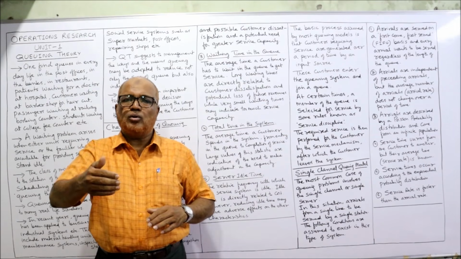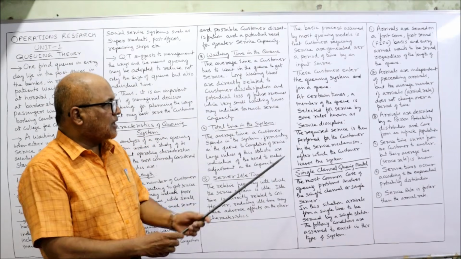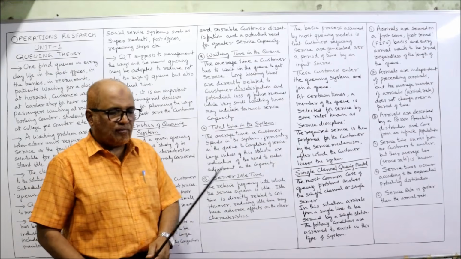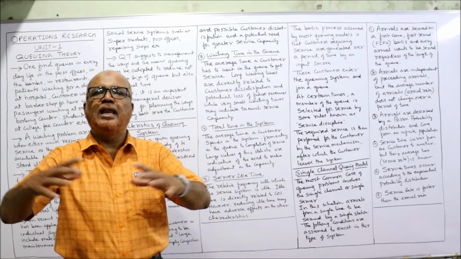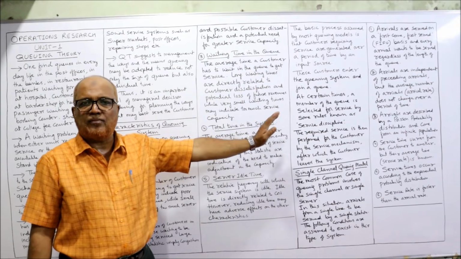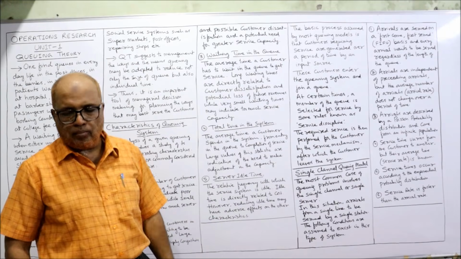So after joining the queue, he will get the service according to service discipline. The required service is then performed for the customer by the service mechanism, after which the customer will leave the system. This is the process of queuing system. Now, last one, single channel queuing model.